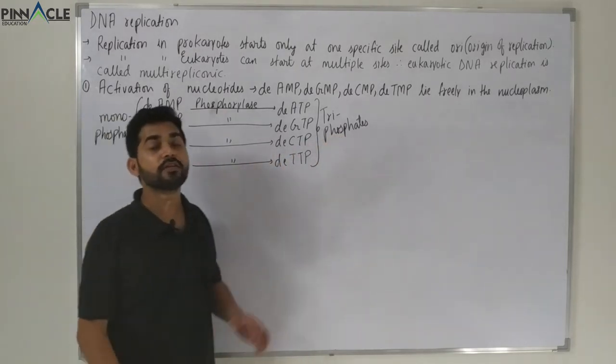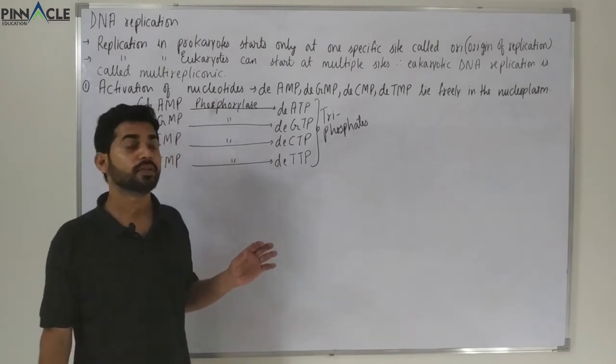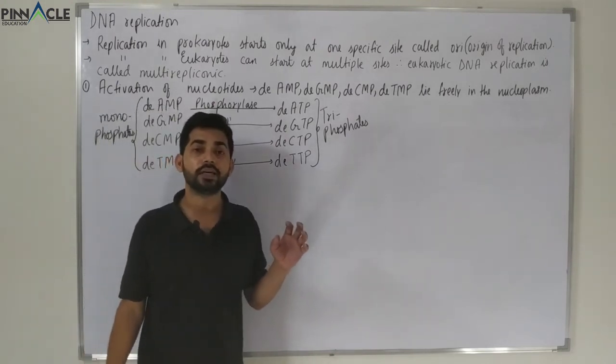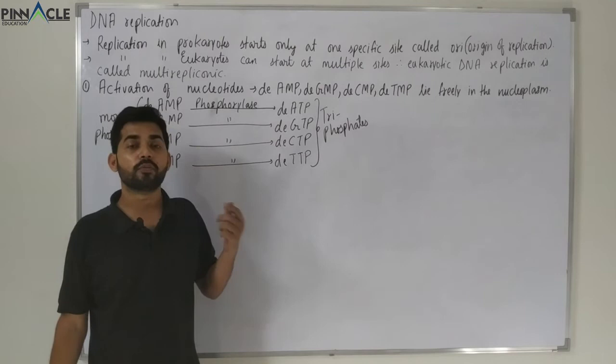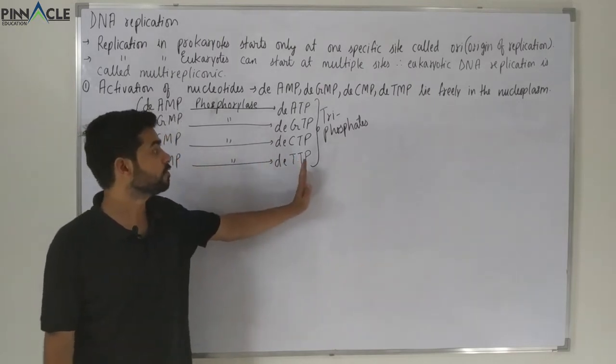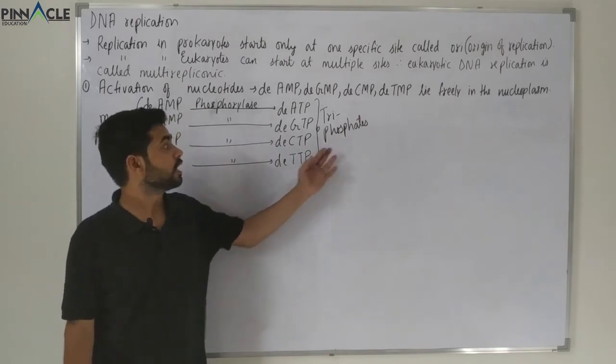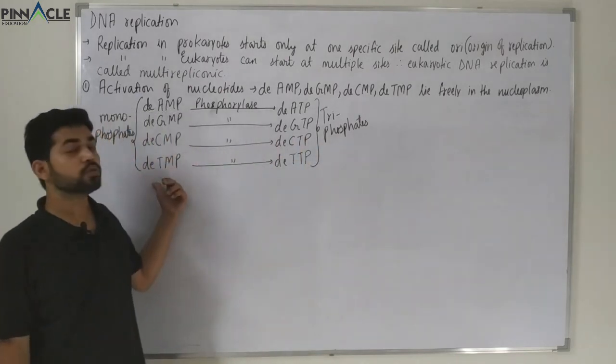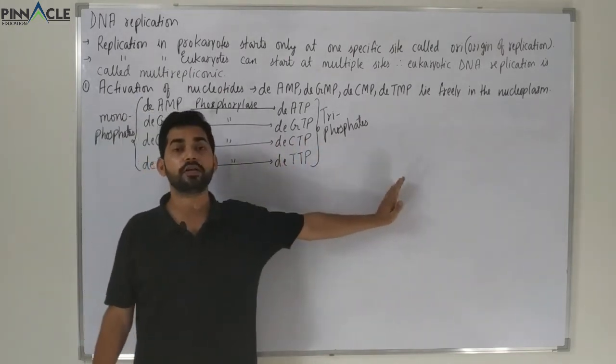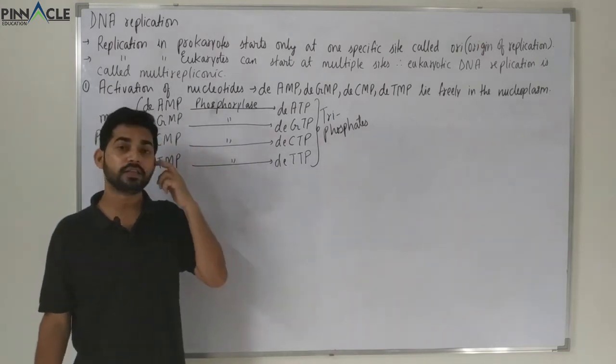DNA replication is a very energetic process, so it requires a lot of ATP energy or any form of energy. When these triphosphates are incorporated into the DNA, they will be converted to monophosphate and two phosphate groups will be removed. So there also energy will be released.